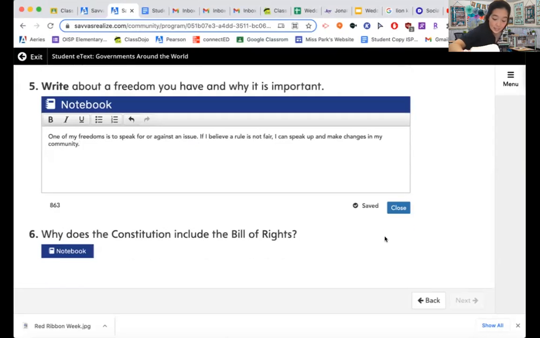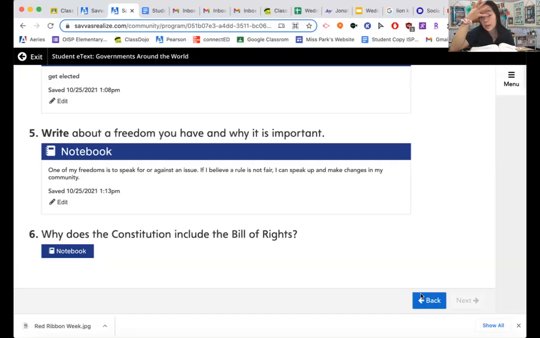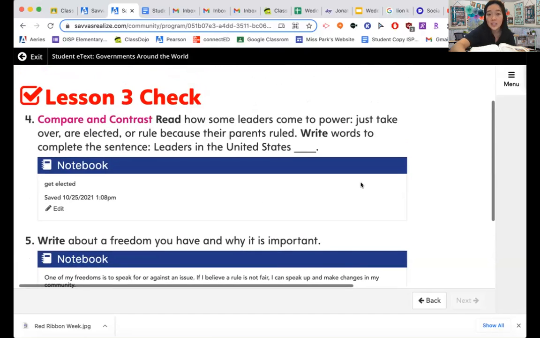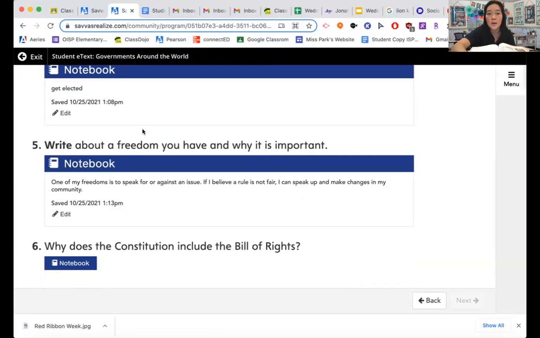Number 6, last question. Why does the Constitution include the Bill of Rights? So again, let's look at page 91. If you don't have page 91 and you're in this, what you can do is click the back button and then you can reread it on here. I'm going to stay on this page so that you guys can finish questions 4 and 5. Okay. So why does the Constitution include the Bill of Rights?